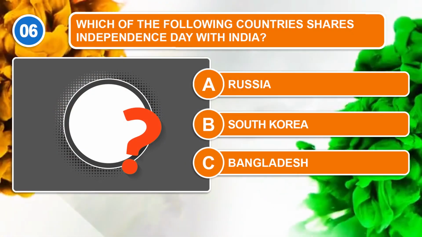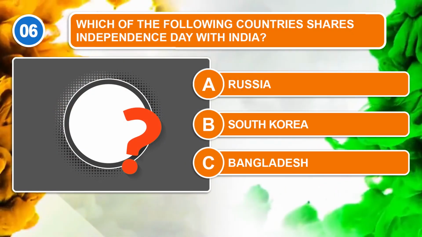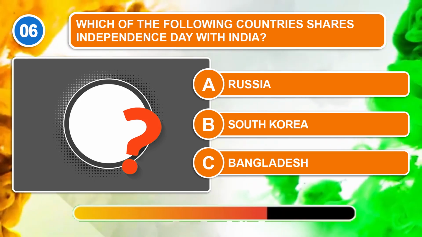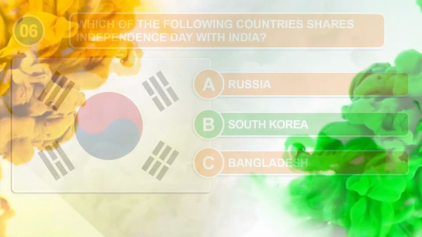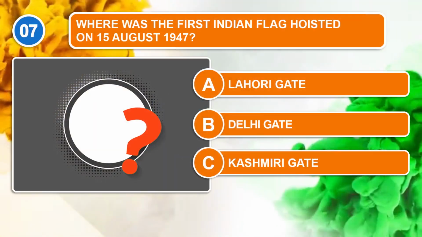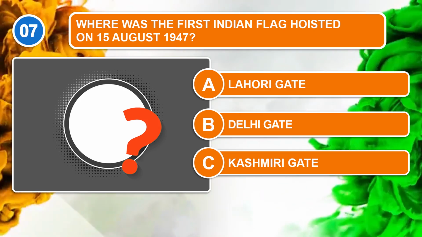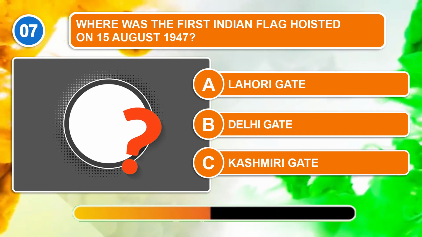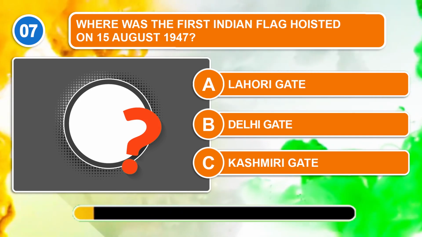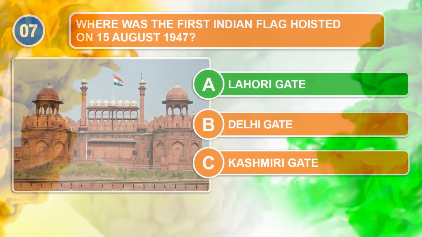Which of the following countries shared Independence Day with India? South Korea. Where was the first Indian flag hoisted on 15 August 1947? Lahore Gate.